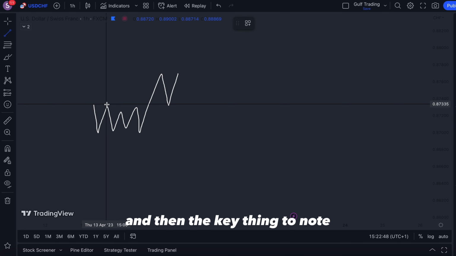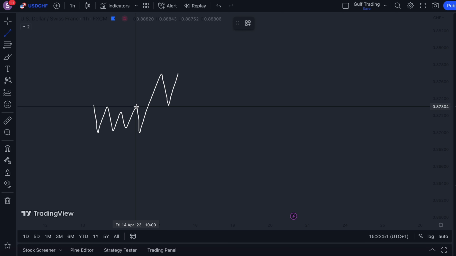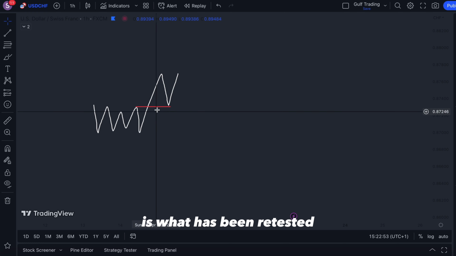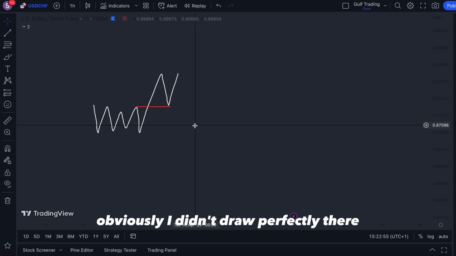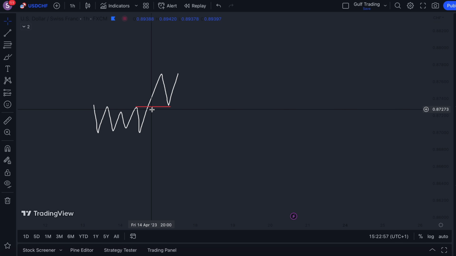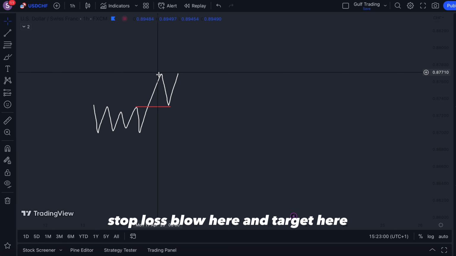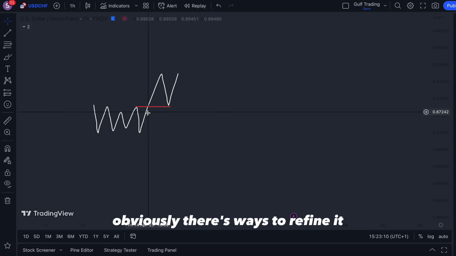And then the key thing to note is that this high is what has been retested. Obviously, I didn't draw it perfectly there, but you're going to be looking to buy from this retest zone, stop loss below here, and target here. And this is the general setup. Obviously, there's ways to refine it.